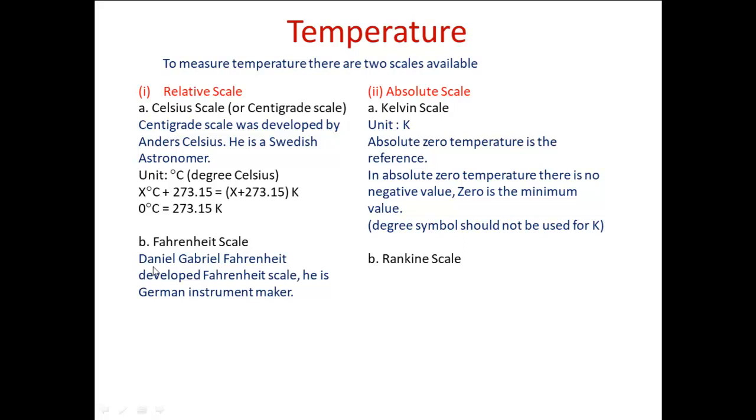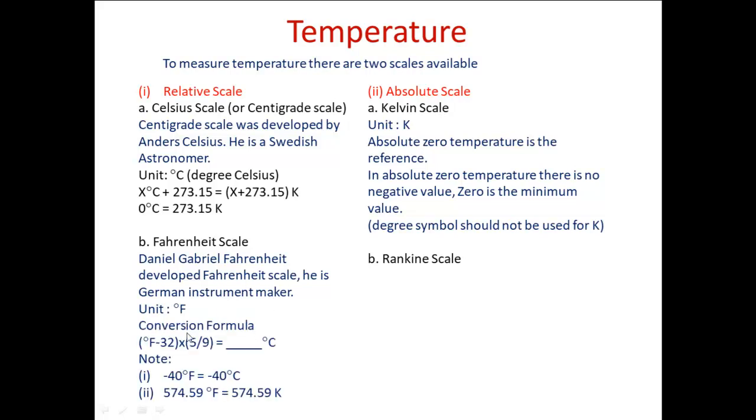This was developed by Daniel Gabriel Fahrenheit. He is a German instrument maker and the unit is degree F. If you want to convert from Fahrenheit to degree C, then it is (F minus 32) times 5 by 9. This will give you the value of temperature in Fahrenheit to Celsius. Also remember that at minus 40 degrees C, the Fahrenheit scale and Celsius scale will show the same reading.